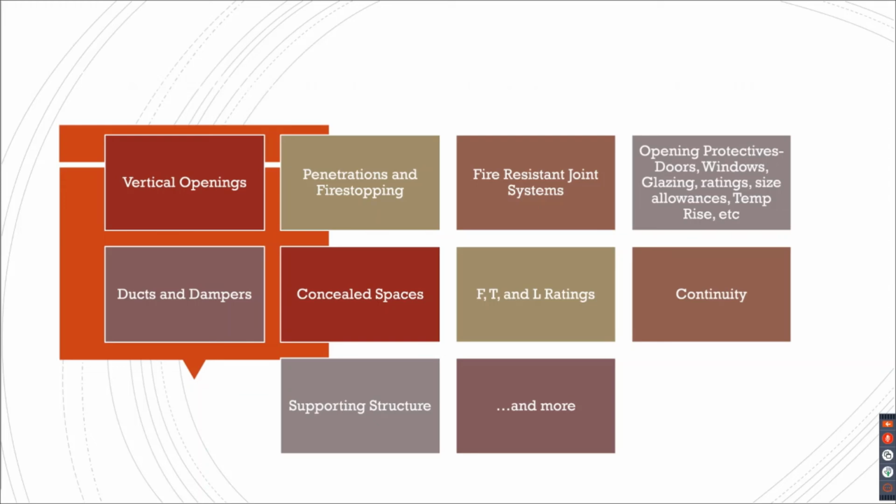And what are some of the other things that have to do with fire resistive rated assemblies? Your vertical openings, penetrations and fire stopping, joint systems, opening protectives like your doors, your windows, your glazing. What do they need to be rated at? What's the size? Those are limitations that are in the code. Ducts and dampers, you've got concealed spaces, F, T and L ratings. Continuity we did talk about, but that's in here as well. Supporting structure we talked about, and there's more. So when we do a second presentation, a lot of these items will be addressed in that second presentation.